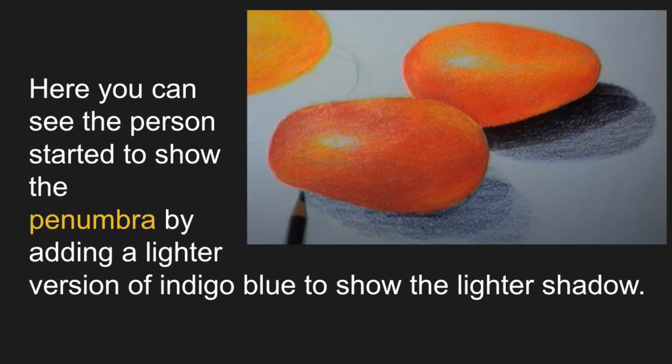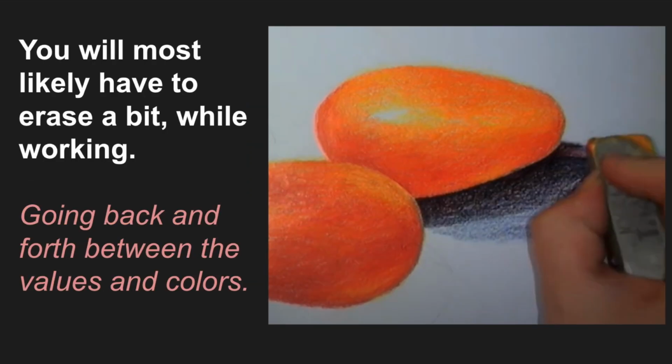Here again, you can see them getting the penumbra, which is that second darkest shadow. So again, the umbra is this darker part of the shadow, and the penumbra is the second darkest part of the shadow that you're seeing. You might have to go back and erase certain things. So if you see here, the person was erasing part of the penumbra where they actually put a little bit too much of the colored pencil value on.